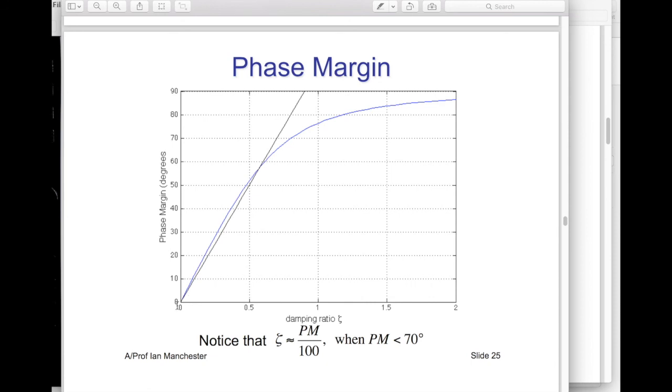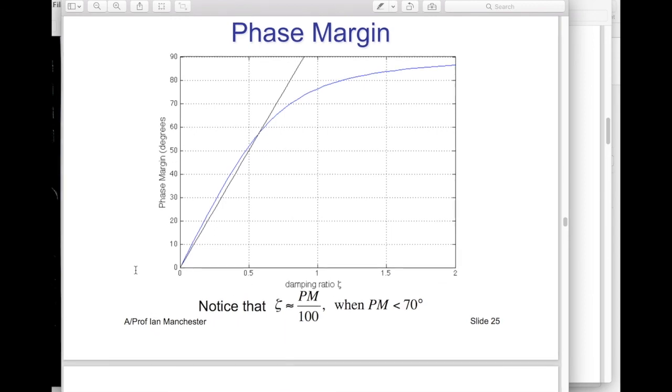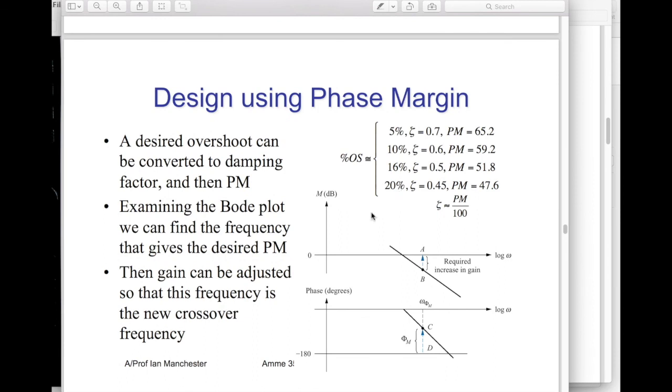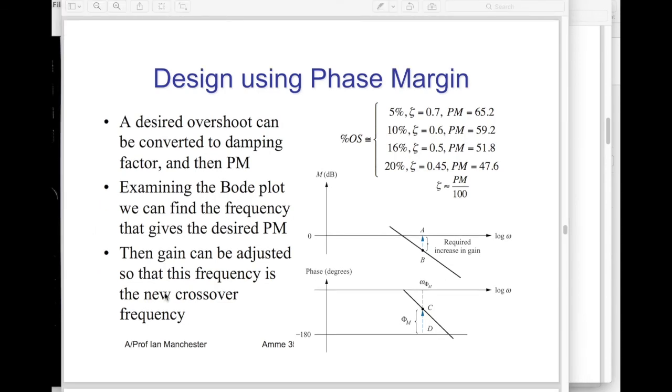We need to increase the phase margin to reduce the overshoot. If we wanted an overshoot of about 20%, then we needed a phase margin of, roughly speaking, if we're being a bit conservative, close to 50 degrees. You could say 45 degrees to 50 degrees. That's the region we're looking at to satisfy our specifications. Okay, so how do we boost the phase margin?